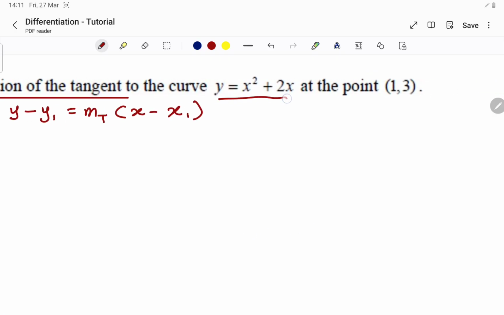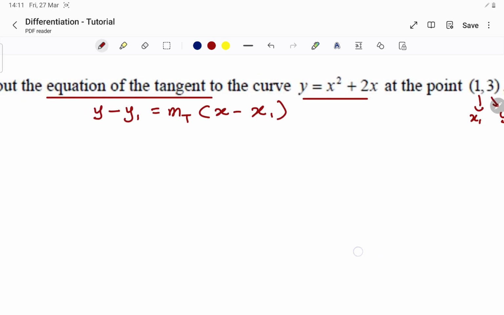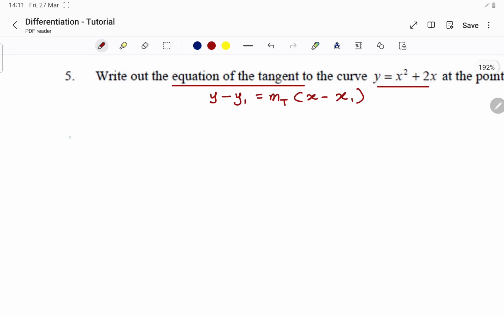So we already have our y, already have the point. This point is actually our x1, y1. Okay. So do we have mt? No, we don't have. How to find mt? We have to differentiate. Okay. Differentiate first, dy dx. So your y is equal to x squared plus 2x. So by right, when you differentiate, you bring the 2 in front, you're gonna get 2x, plus with 2x, you differentiate, become 2.